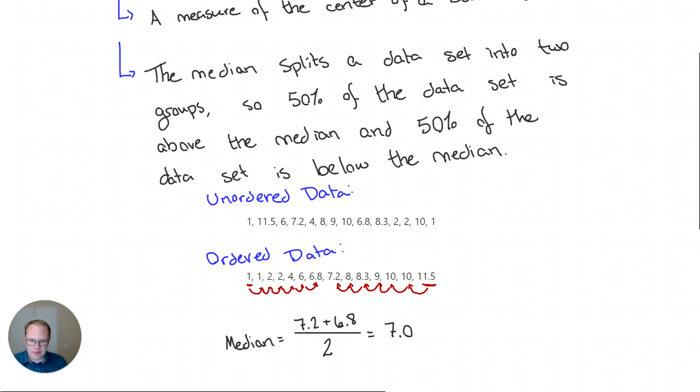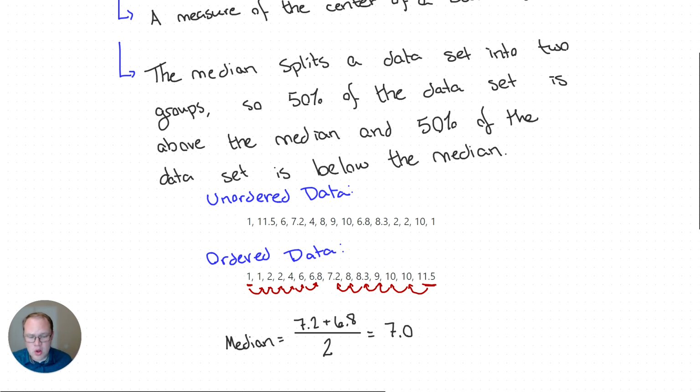And half of these numbers right here, these 1, 2, 3, 4, 5, 6, 7 numbers, these 7 numbers are less than 7, and these 7 numbers are greater than 7. So 7 is the median. It is in the middle. Half the numbers are above, half the numbers are below.